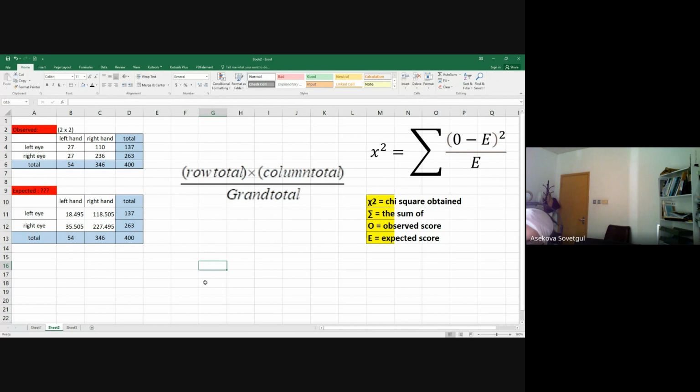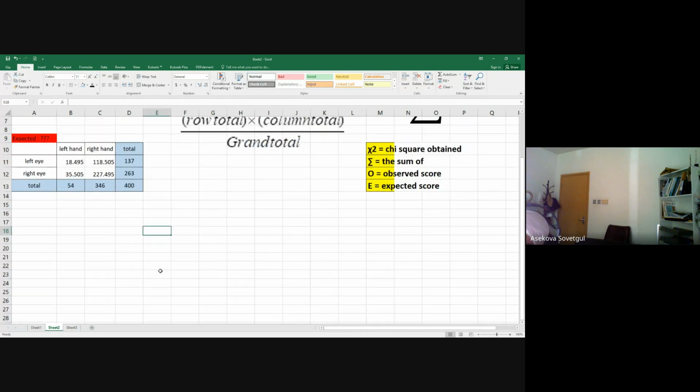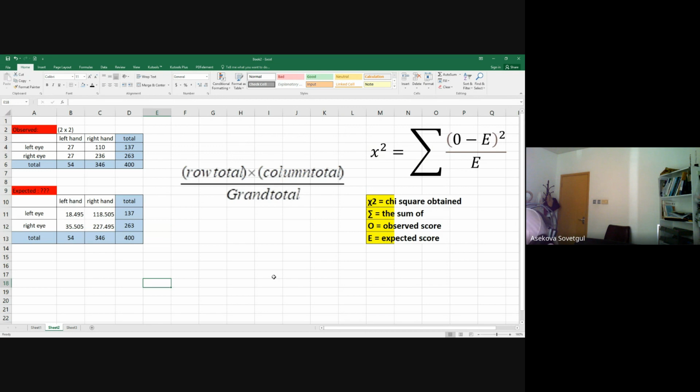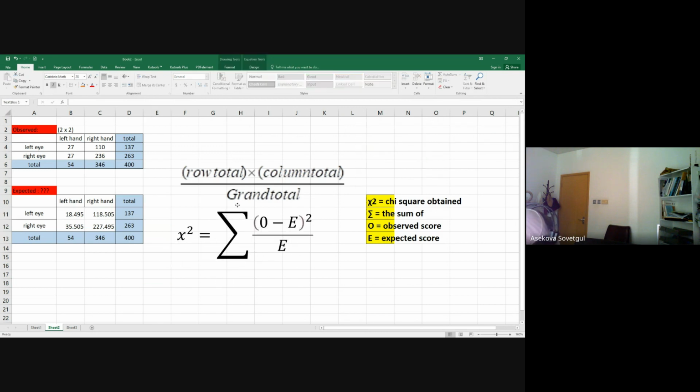So the next step, we are not done yet. We have to do the summation of all this. Now we have to use the formula for the chi-square. This one we need to use. We have to use now the actual formula for the chi-square. So how can we do it?